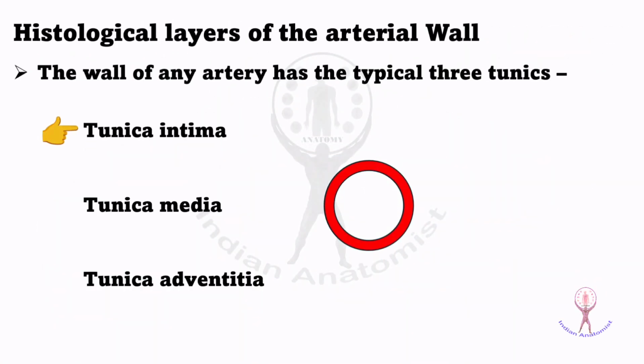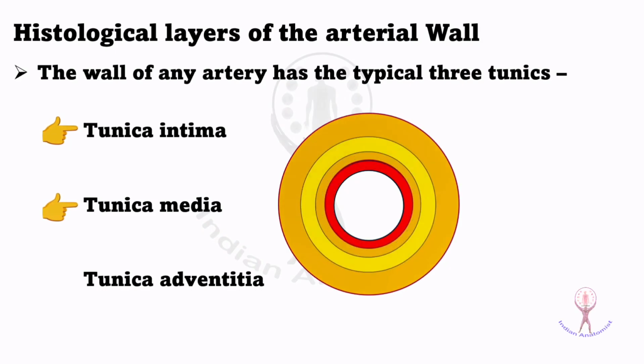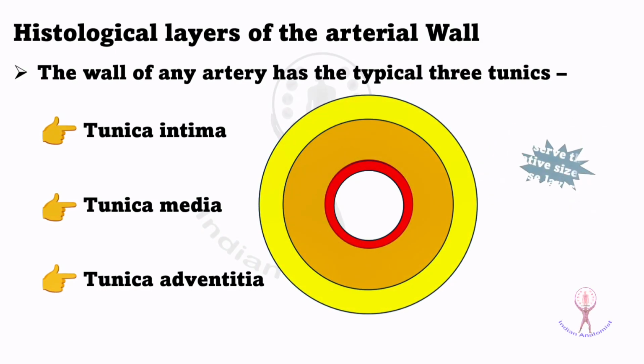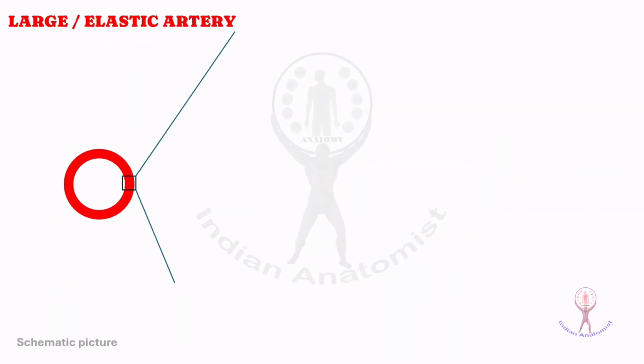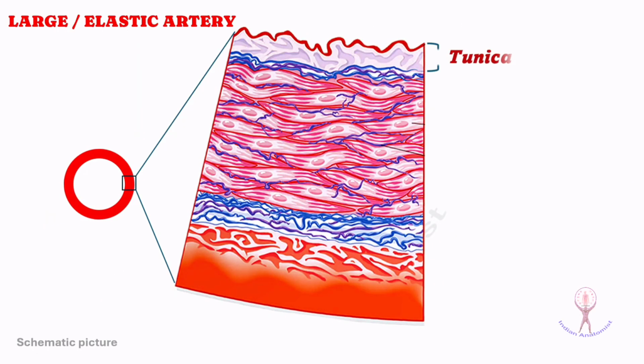Layers of large artery wall. The wall of a large artery has three tunics: the tunica intima, tunica media, and tunica adventitia. Let's look at each in detail. Observe the relative size of these layers. Let us discuss how the tunica intima is seen in a large artery. Here is the schematic picture showing the three tunics.